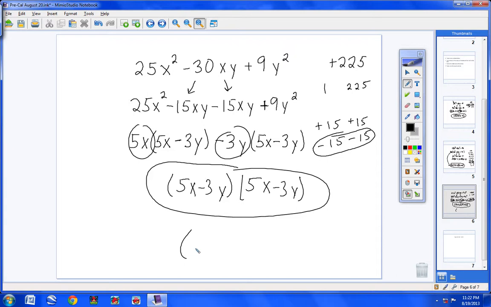But another way to write your answer, whenever your 2 parentheses match like this in your final answer, some books will want you to write your answer like this. Either way with me is acceptable. I really don't mind, okay?